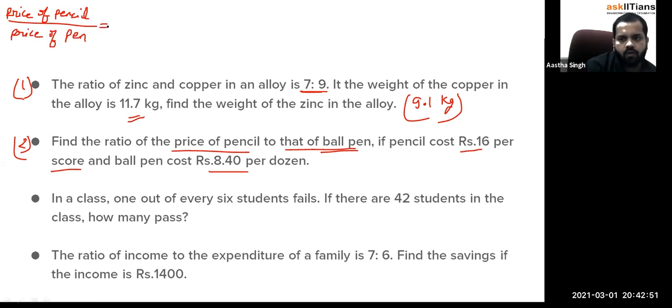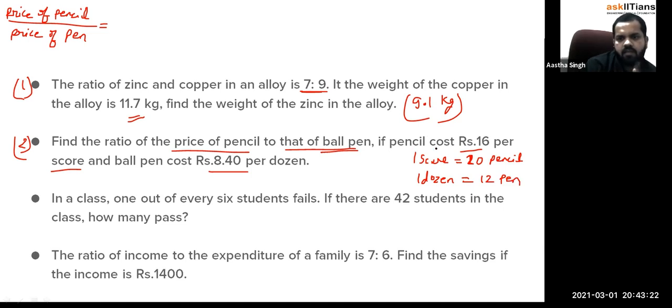I have already told you that for finding the ratio, your units should be the same. Here it is given that a pencil costs 16 per score. Per score means one score is equal to what? 20. One score will be 20 pencils. And one dozen is equal to what? 12 pens.